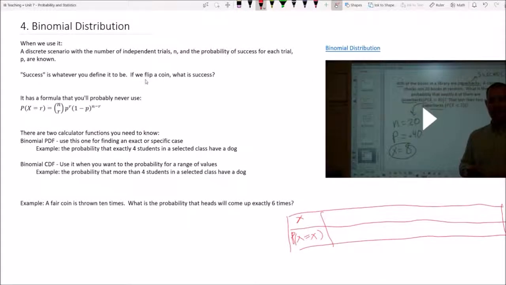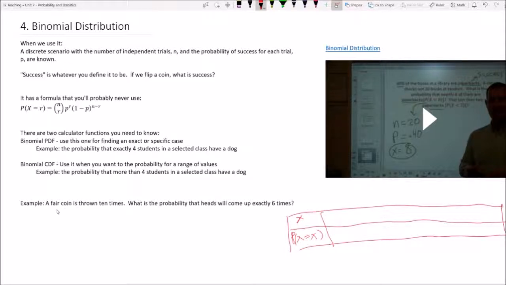Now there are some specific features that we have to understand of them. First of all, it has to be a discrete scenario, meaning you can only take on specific certain values. So for example, if we're throwing a coin 10 times, the number of heads could be 0, 1, 2, 3, 4, 5, 6, 7, 8, 9, or 10. It couldn't be 9.5. It couldn't be 8.6. So discrete meaning non-continuous, it's only those specific values. The trials have to be independent, which means that for each trial, the probability has to be the same regardless of what happened before. And then we also have to have the probability of success for those trials.